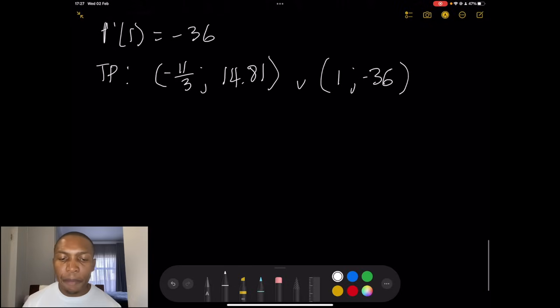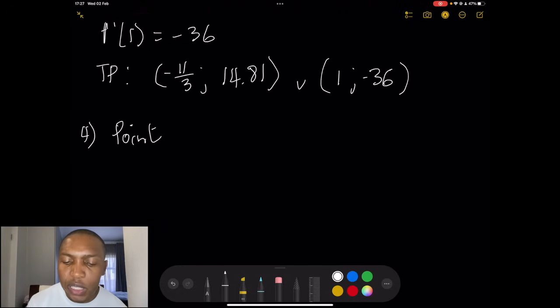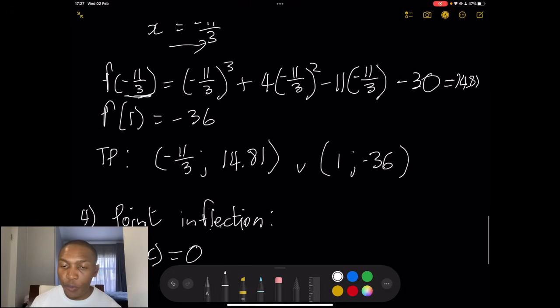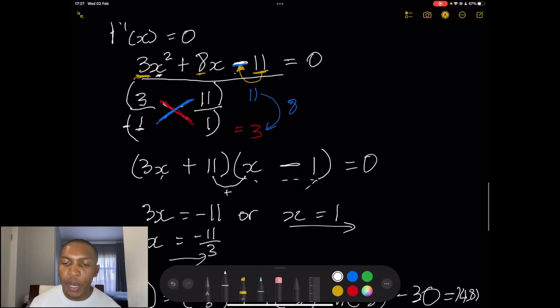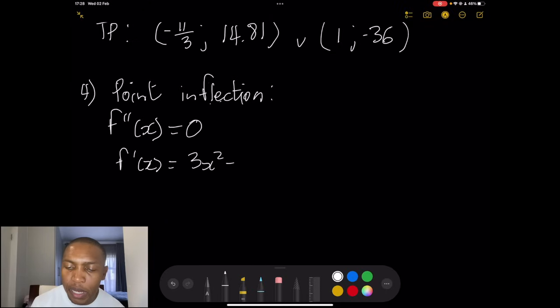Right. So the last thing, and not really that we're going to need it that much, but I want you to see it, is the point of inflection. How do we get that? In this case, we said we take the second derivative and make it equal to zero. What do we mean by the second derivative? We mean the derivative of the derivative. Now, our first derivative, which was this over here, f dash x, is 3x squared plus 8x minus 11.